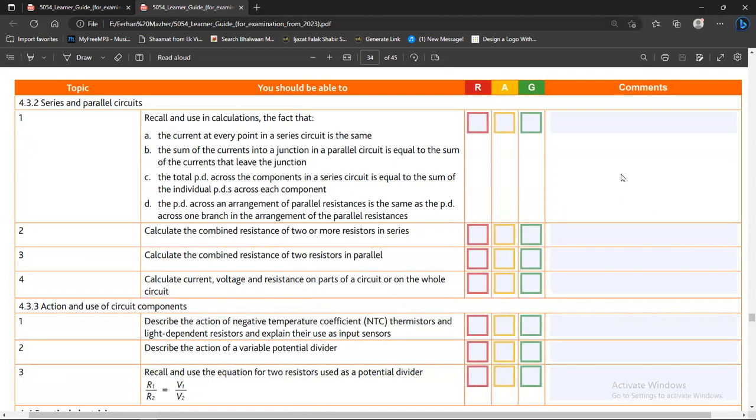Calculate the combined resistance of two or more resistors in series. Calculate the combined resistance of two resistors in parallel. Calculate current, voltage, and resistance on parts of a circuit or on the whole circuit.